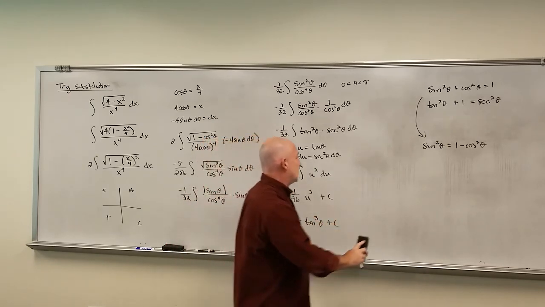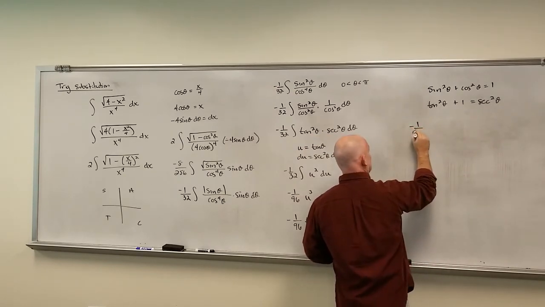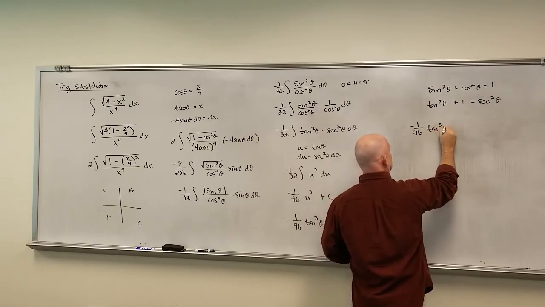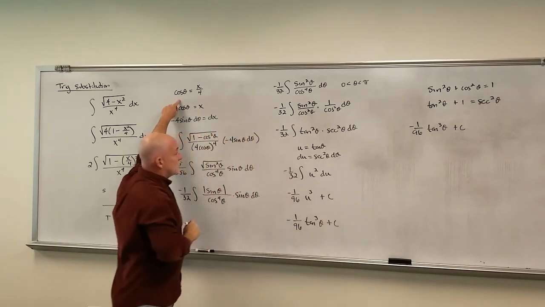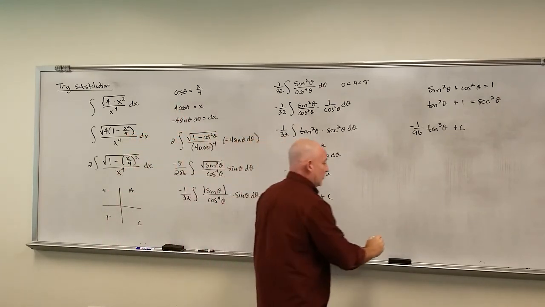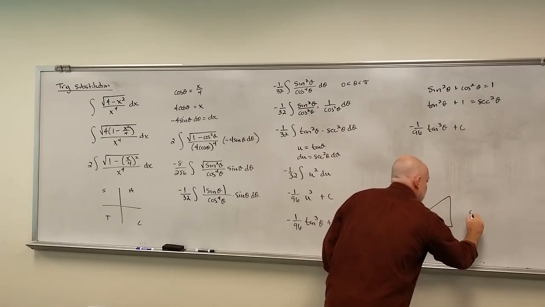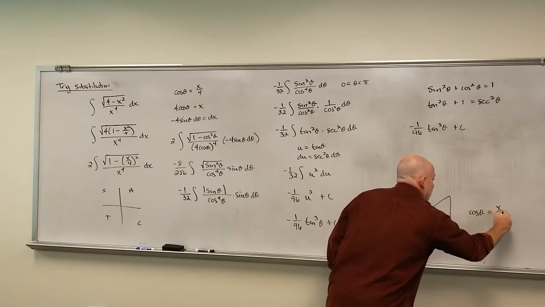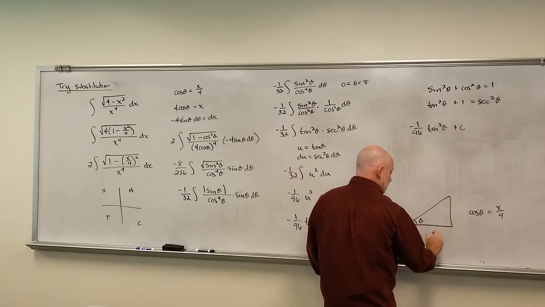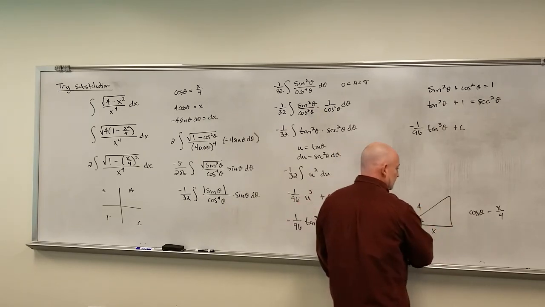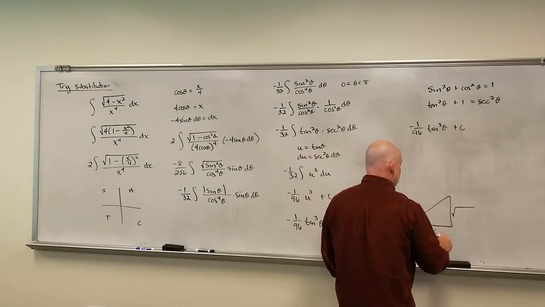Now remember, we didn't start with theta, so we do need to go backwards. So I'm going to move this over here, 1/96 tangent cubed theta. All right, we've got to get back. Our original substitution was using the cosine function. We've seen this before. Let's draw ourselves a triangle. There's theta. We said that the cosine of theta was x over 4. Cosine is the adjacent over hypotenuse.